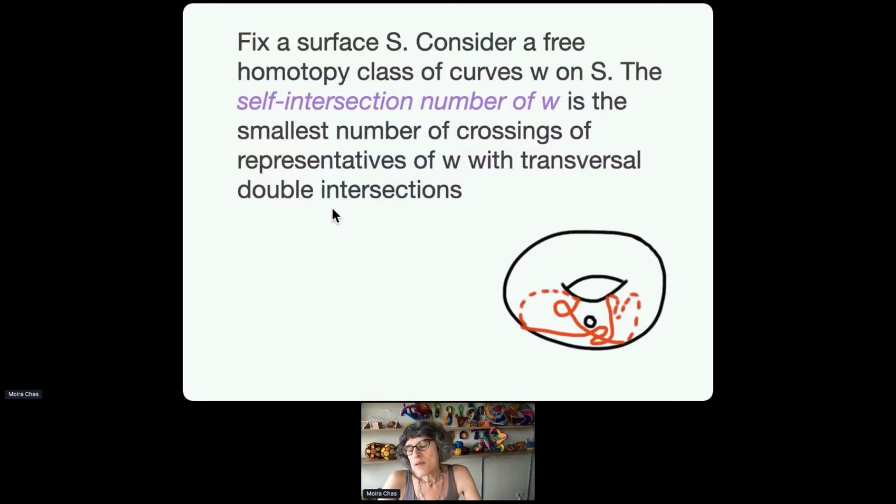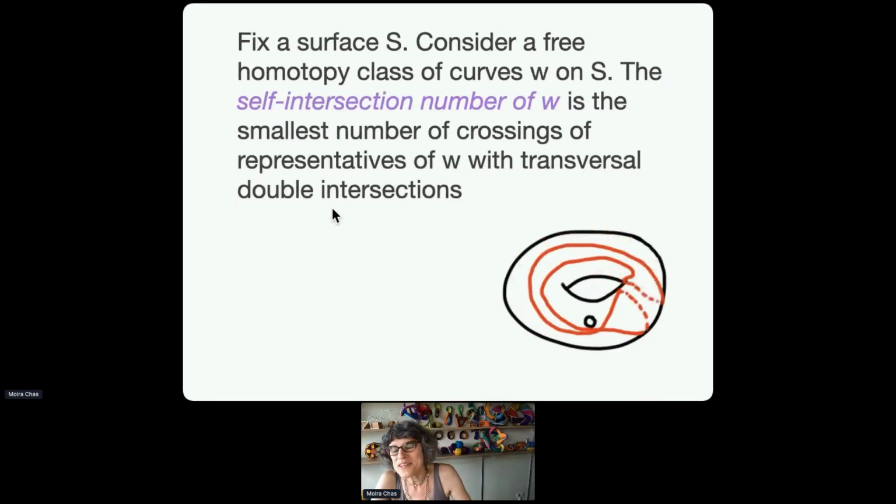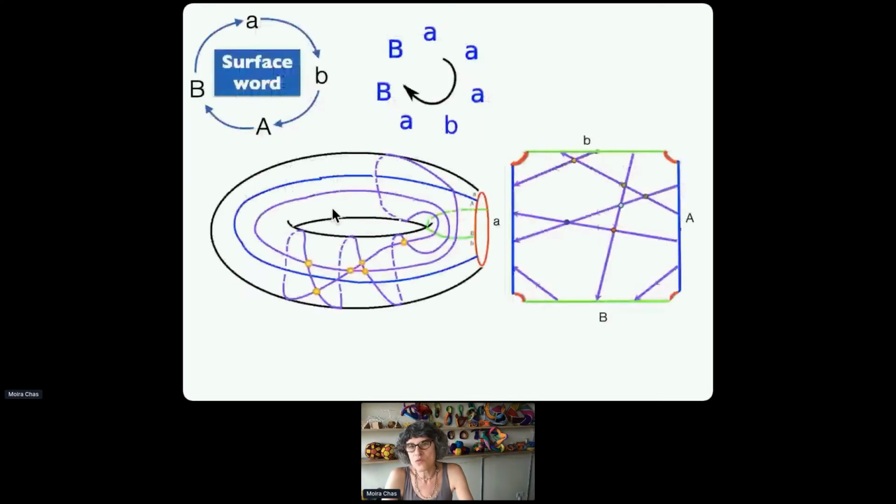Now the self-intersection number of a curve is the smallest number of crossings of a curve in a class. So the self-intersection of this is at least 1. Maybe there's a way of deforming this curve that removes that crossing. No, there's not, but I'm not proving it. You see, there's one member of the class that has 1 crossing. So therefore, the self-intersection of this class is 1.